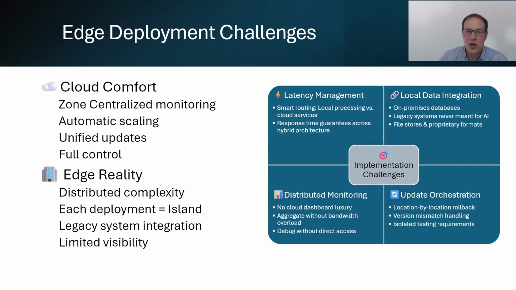Another challenge is updates. Think about model updates or your own agent updates. You need rollback capabilities for each location, test environments before broad deployments, and ways to handle version mismatches when location A updates but location B doesn't. One bad update can break hundreds of deployments simultaneously. When you deploy locally, it's not just a cloud deployment copied to different servers. It's a completely different beast that requires different architecture, different monitoring, different everything.